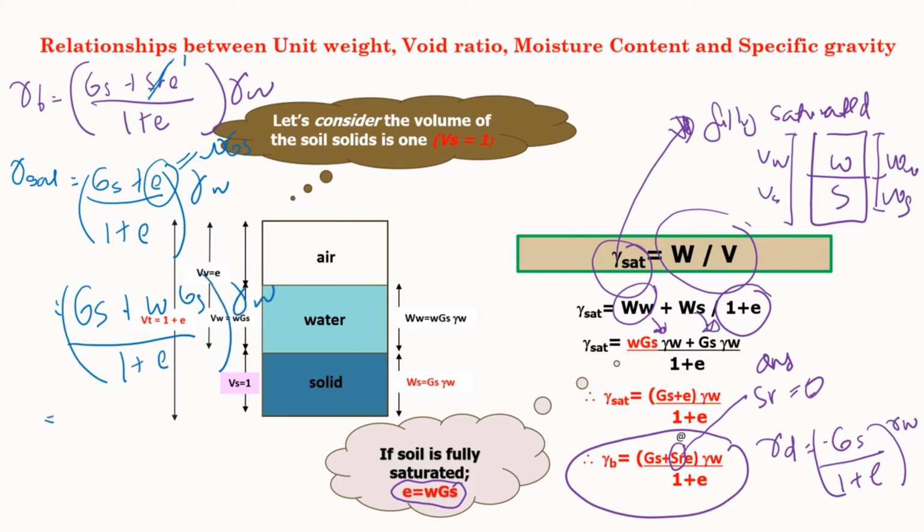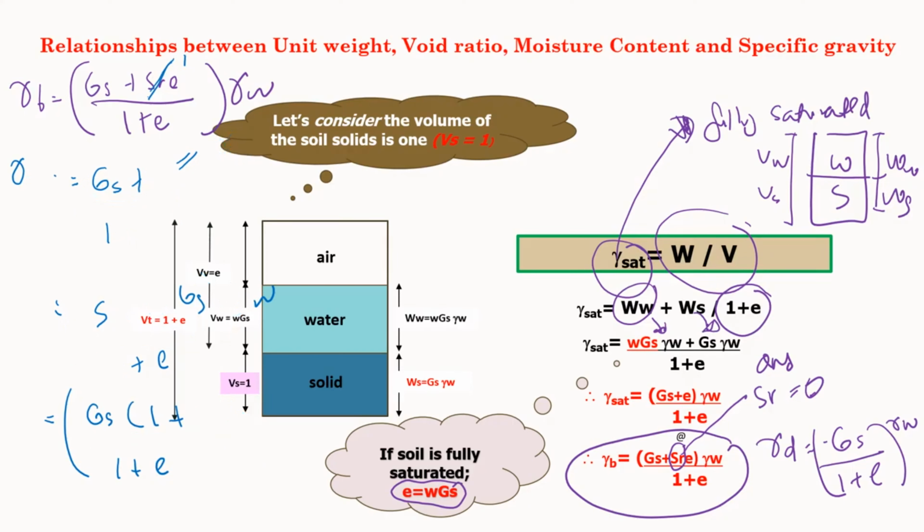Okay, and simplify this one, you will be GS over 1 plus W, right? 1 plus E gamma W. And for dry, okay, talking about dry, I'll delete this one first.